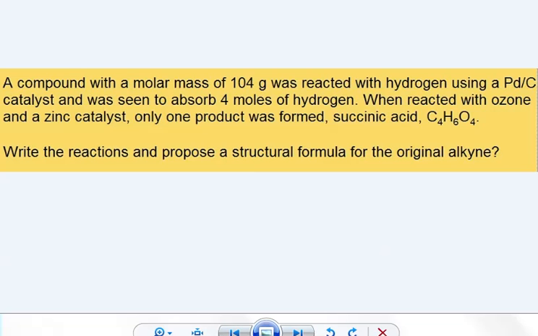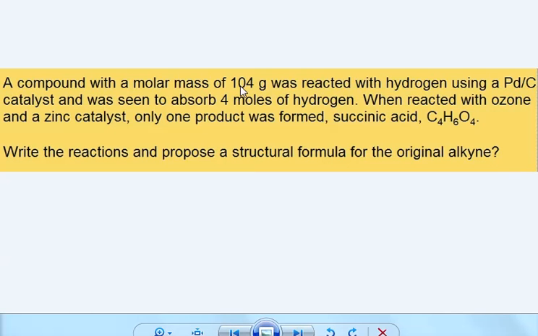So looking at this example problem, a compound with a molar mass of 104 grams can be reacted with hydrogen using palladium on charcoal as a catalyst, and it's seen to absorb 4 moles of hydrogen gas. When the original alkyne compound is further reacted with ozone with a zinc catalyst, there's only one product produced, succinic acid, C4H6O4. Write any relevant chemical reactions and the structural formula of the original alkyne.